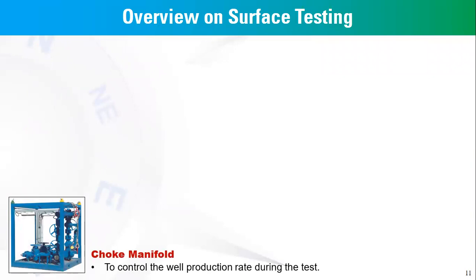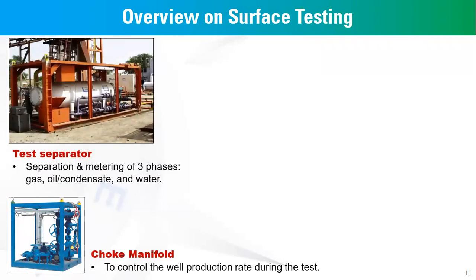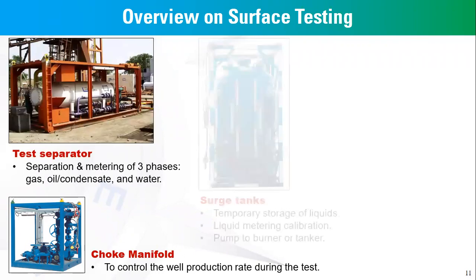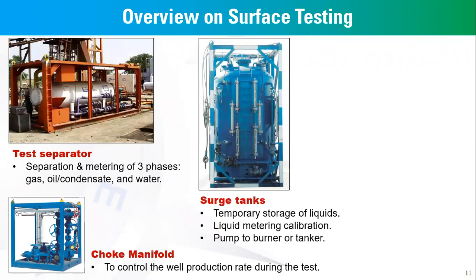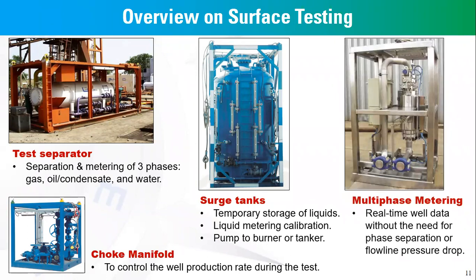To highlight the choke manifold, we will control the well production rate during the test. On the test separator, it may be a two-phase or three-phase separator based on the type of the reservoir fluid. Surge tanks are important for applying the correct meter factor or shrinkage factor of the produced oil. And we may have multi-phase metering for more accurate measurements of the flow rates.